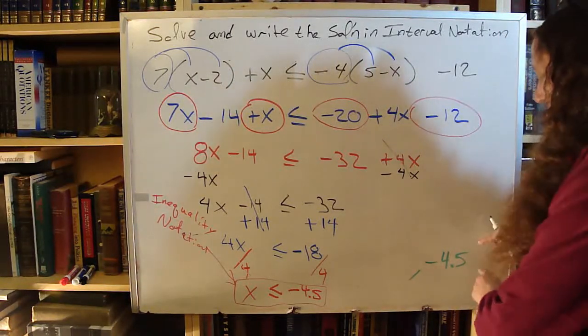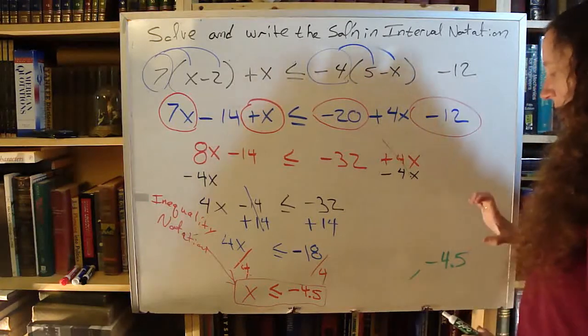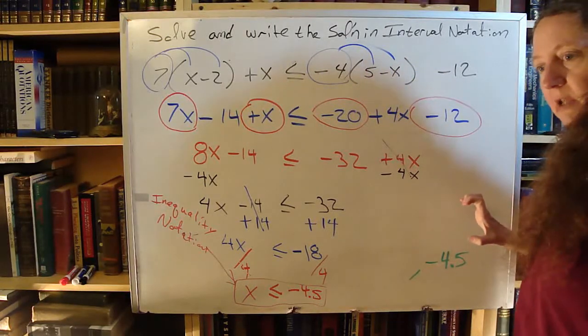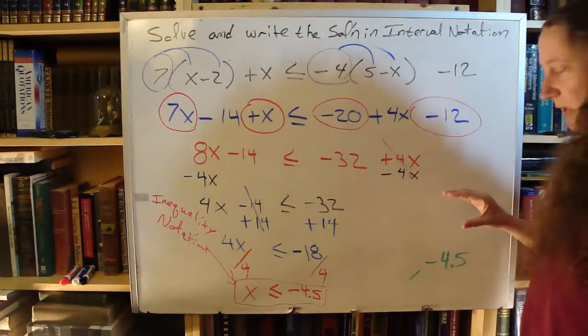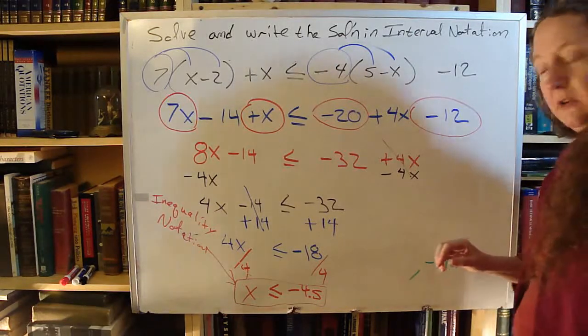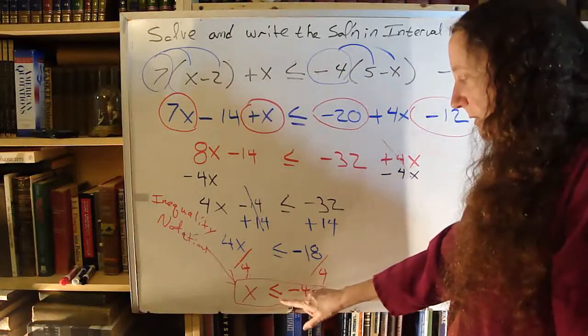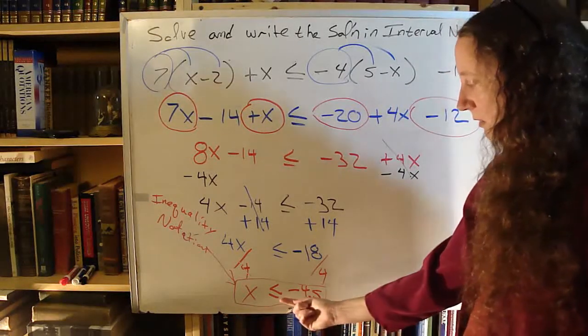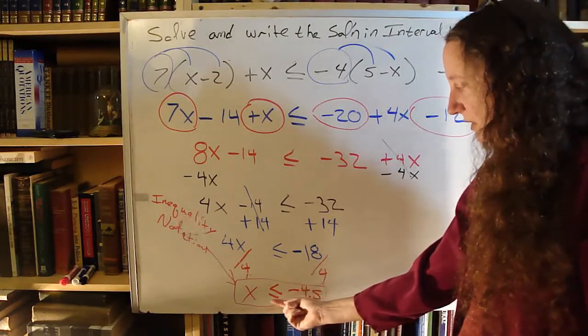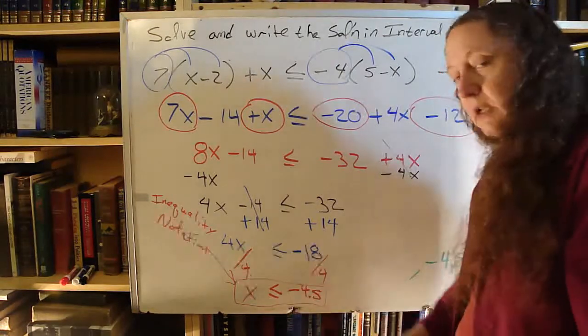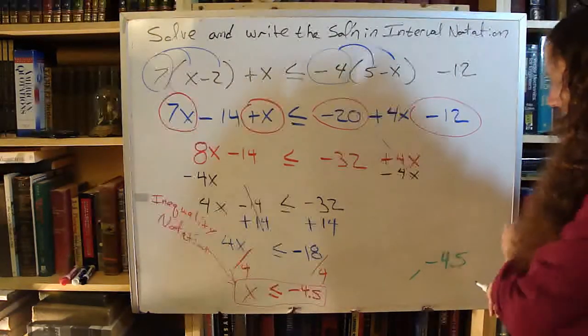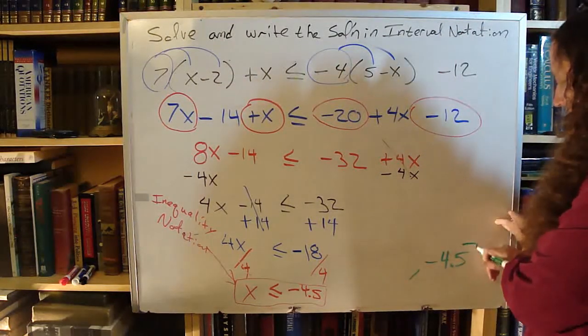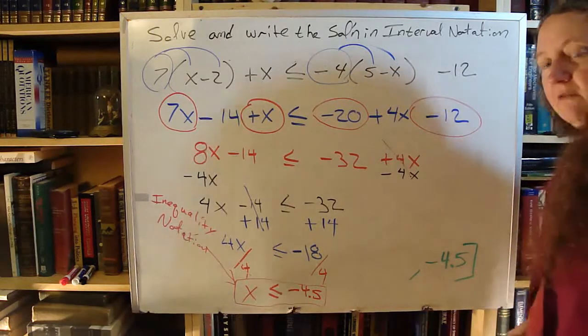Now I have to figure out, do I close this off with a square bracket or a round parenthesis? Well, that depends on whether this is allowed to be equal or not. So I look at my symbol, I see that extra little bar there. It is allowed to be equal. So I have my square bracket.